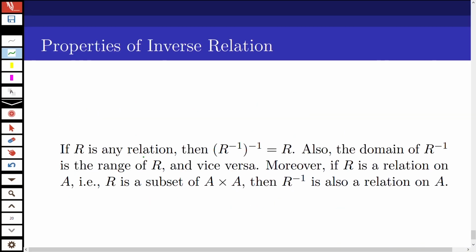So these are the properties of inverse relation. If R is any relation, then the inverse of R inverse is R. Also, the domain of R inverse is the range of R and vice versa. Moreover, if R is a relation on A, then R inverse is also a relation on A.